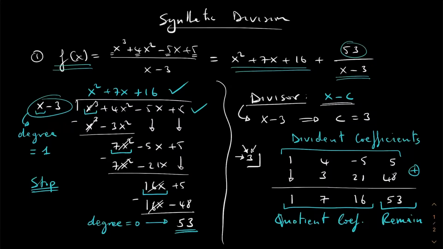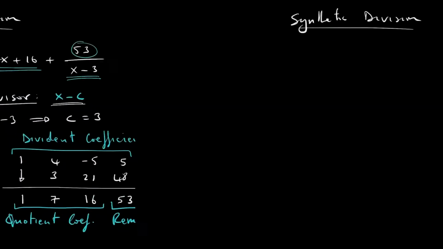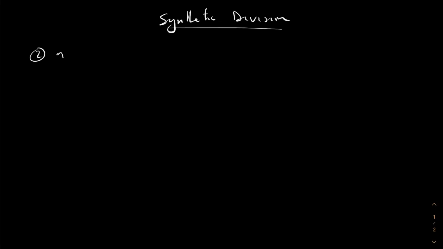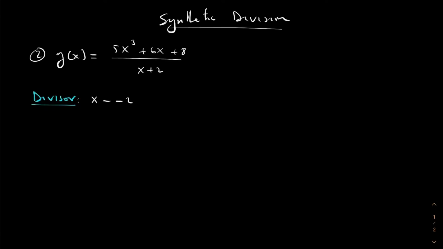Okay, so let me give you a variety of examples so you have a clearer picture of how synthetic division actually works. For my second example, I'm going to have g of x equals 5x cubed plus 6x plus 8 divided by x plus 2. In this case, we want our divisor to be, again, x minus c. Since our divisor here is x plus 2, that can be rewritten as x minus negative 2. That means our c happens to be negative 2 in this case.